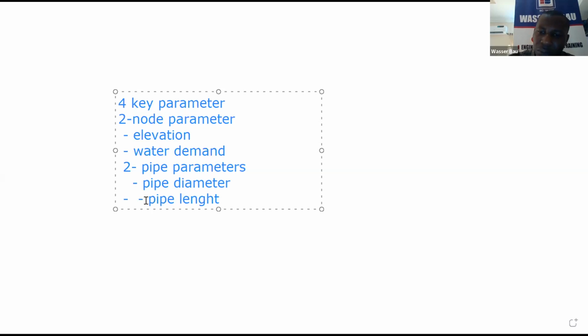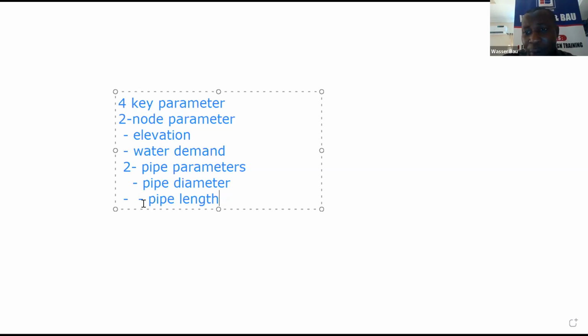Why length? Because frictional losses is a function of length. Why diameter? Because diameter is the function of flow. Why elevation? Because elevation is a function of pressure. Why water demand? Because water demand is a function of the user. What the user wants is the quantity of water to come to his house, to come to a certain place.